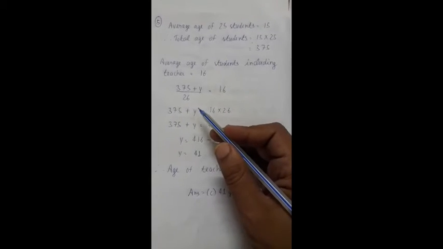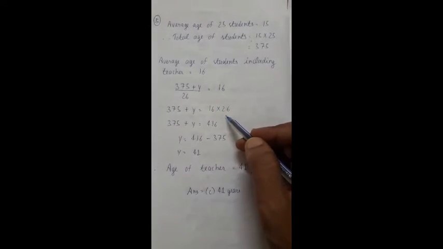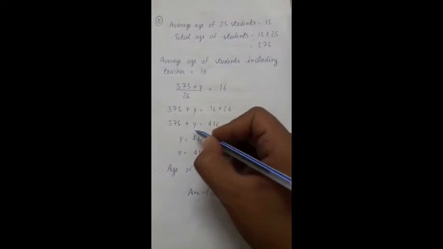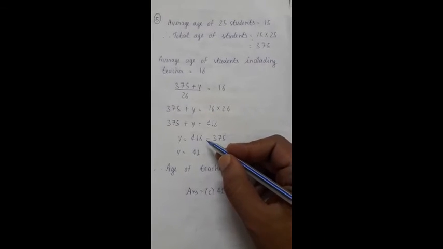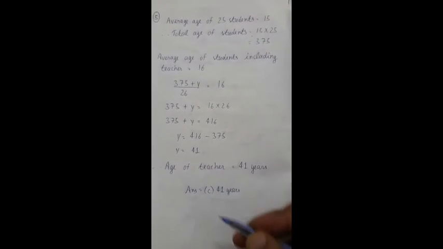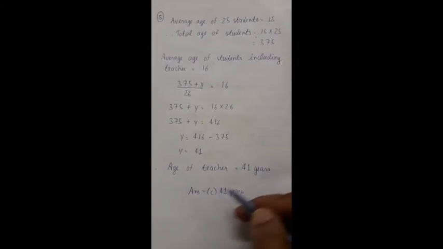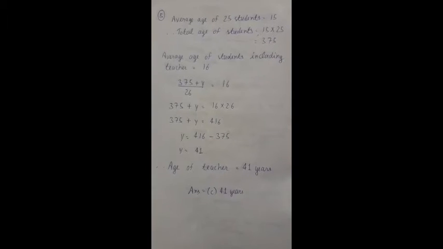Now we have to solve it. So 375 + y equals 16 multiplied by 26. You will get 375 + y equals 416. So y equals 416 minus 375. We will get y equal to 41. That means the age of the teacher is 41 years. So the answer will be C part, 41 years.